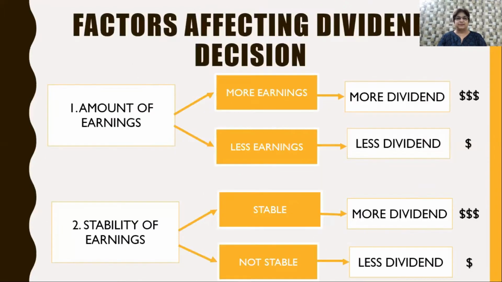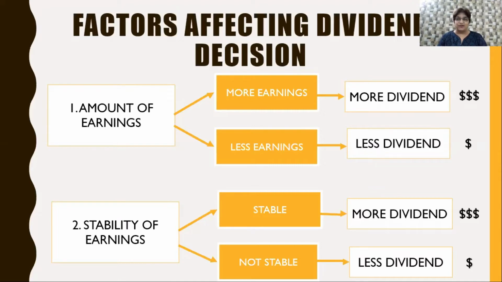Now let's come to the second part that we had said, the factors affecting the dividend decision. First factor is the amount of earnings. If the earnings are more, definitely the dividend that will be declared will be more. And if the earnings are less, the dividend will also be less. Let us say a company makes a profit of 100 crores. So out of 100 crores, the finance manager will declare dividend. But if the company has made a profit of only 50 crores, then the dividend will be declared out of 50 crores.